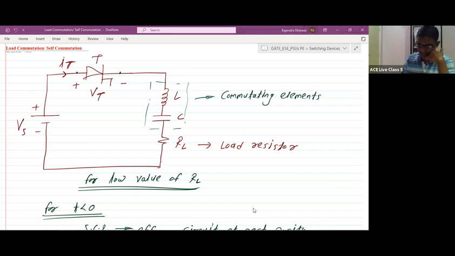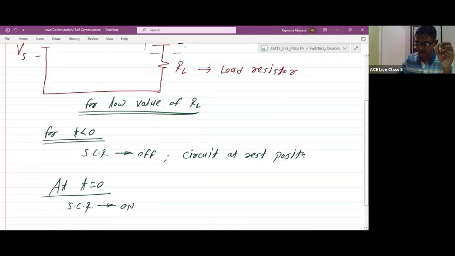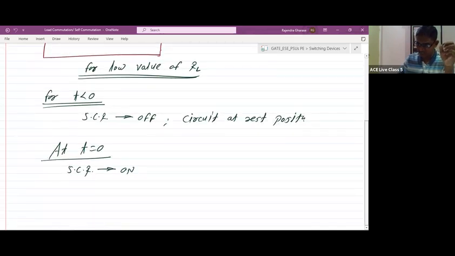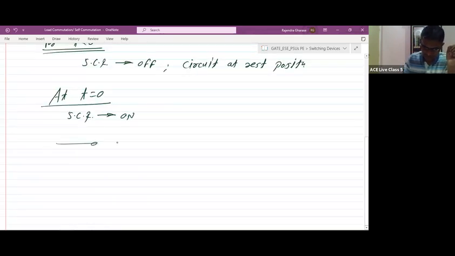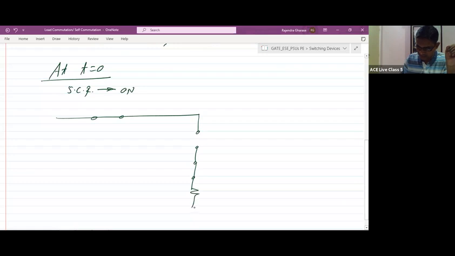Yes, the capacitor will act as a short circuit, the inductor as an open circuit. From transient analysis, the capacitor opposes a sudden change in voltage and the inductor opposes a sudden change in current. So at t equal to 0, this will act as an open circuit, this will act as a short circuit. Let me draw the equivalent circuit at t equal to 0. This is an open circuit, this is a short circuit, and here we are having RL.